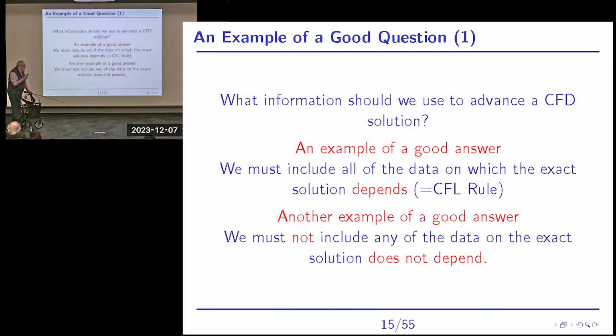But that isn't really a mathematical theorem, by the way. That's just common sense. I mean, how could it possibly be otherwise? So something else that is also just common sense is, well, you should not use any data on which the answer does not depend. I mean, that would be stupid, wouldn't it? But when we're solving hyperbolic problems, there are very clearly defined domains of dependence. There is data that is relevant, data that is not relevant.